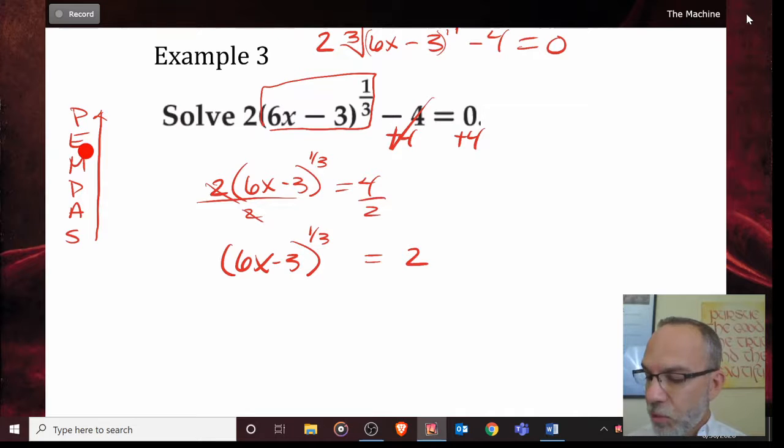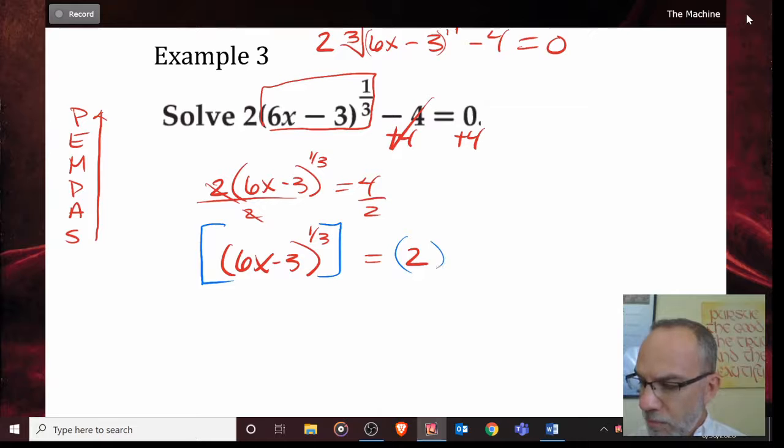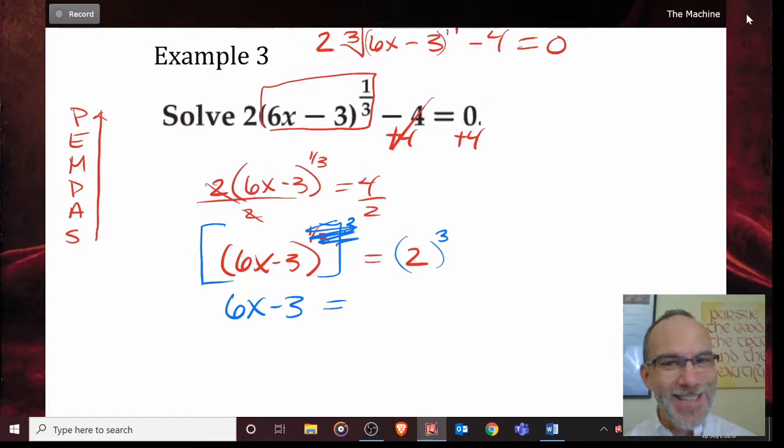So now let me address the exponent. How do I undo an exponent of 1/3? I raise it to another exponent, and what exponent would that be? The reciprocal of the one I'm trying to cancel, 3 over 1. In fact, I'm not even going to write it as 3 over 1. I'm just going to write it as 3 because you're savvy enough now to manage that. Okay, so this cancels, and I just get the base. 6x minus 3 is equal to 2 cubed? Don't tell me 6.